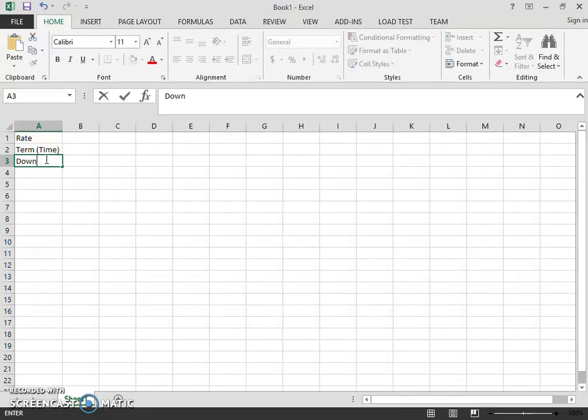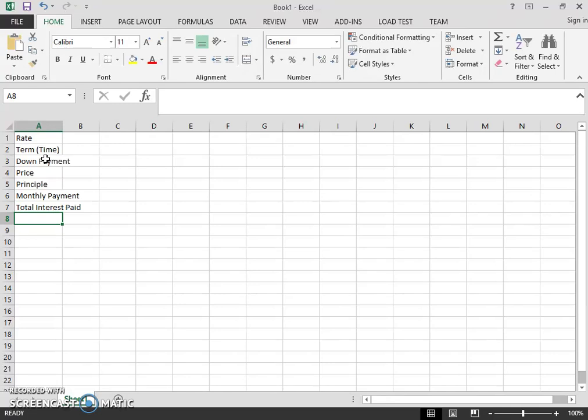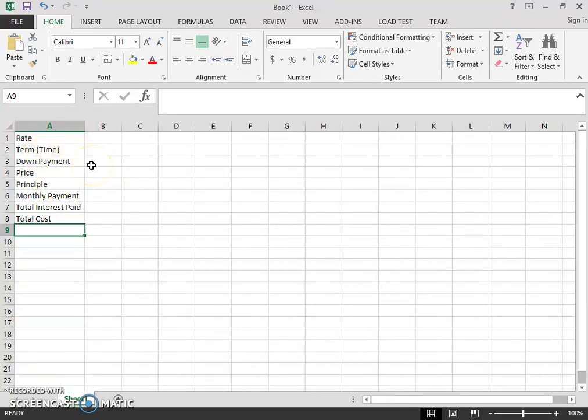We need to know what our down payment is. We need to know what the price of the car is. We need to know what the principal is, also what is known as how much did we borrow, or in other words, the loan amount. We will be finding our monthly payment. We'll be using our PMT function for that. We'll be finding our total interest paid over the life of the loan. And we'll also be finding the total cost of the overall car. As you notice, yes, I'm the type of person that right away widens out my columns.